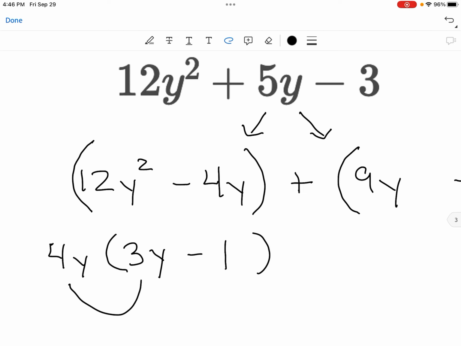Again, just imagine yourself, we multiply these two, that's going to give us 12y squared. And if we multiply this times this, that's going to give us a negative 4y. So that's one thing to be careful of: if ever you take out all of this, think of it as you're leaving a 1 behind.